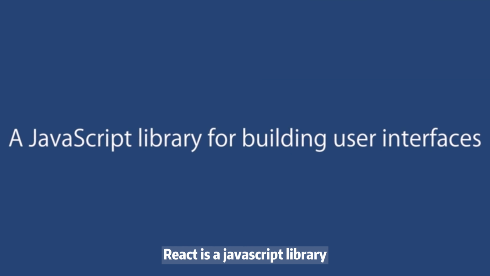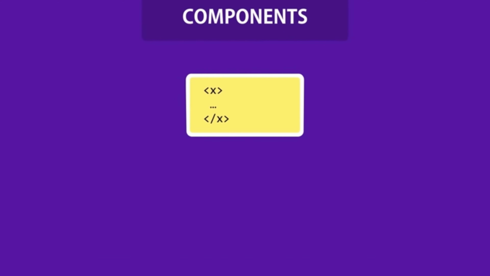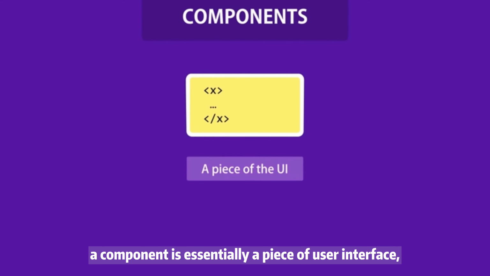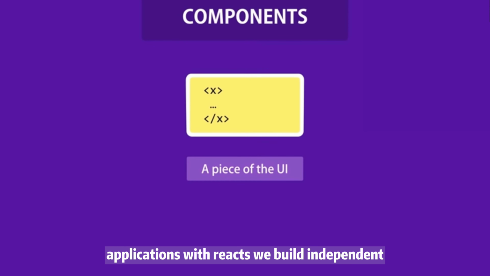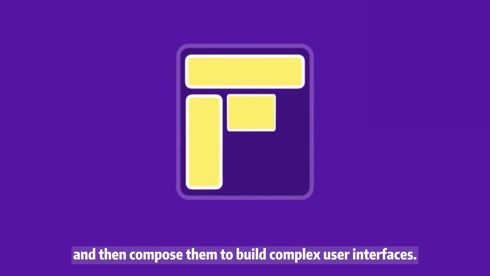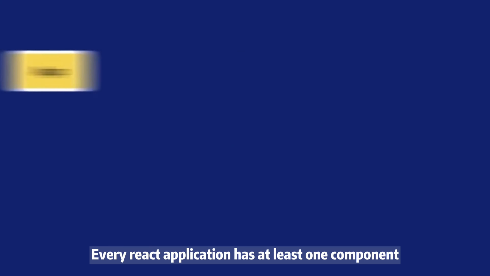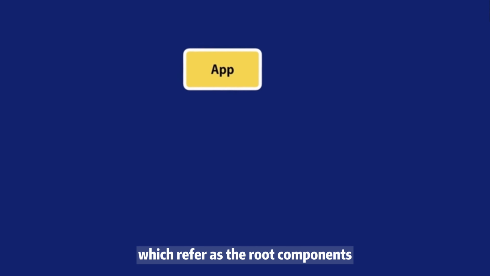React is a JavaScript library. At the heart of all React applications are components. A component is essentially a piece of user interface. So when building applications with React, we build independent, isolated, and reusable components, and then compose them to build complex user interfaces. Every React application has at least one component, which we refer to as the root component.